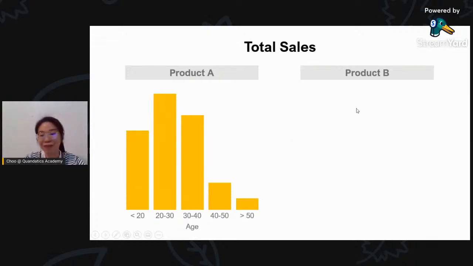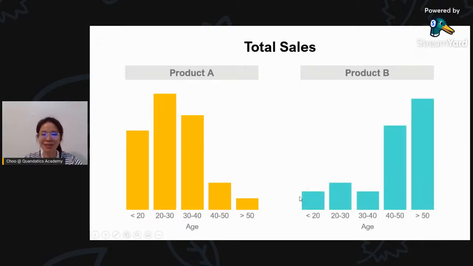Of course, let's look at product B, the other product. I also constructed a similar chart showing the total sales for different age groups, and these are the amounts of sales I have. From these two charts, can anyone deduce any insights? What is the insight that you can deduce from these two charts? Feel free to comment below if you have any insight. Let me look at the comments. Looking at product A and product B, what are the insights that you can get from these two?